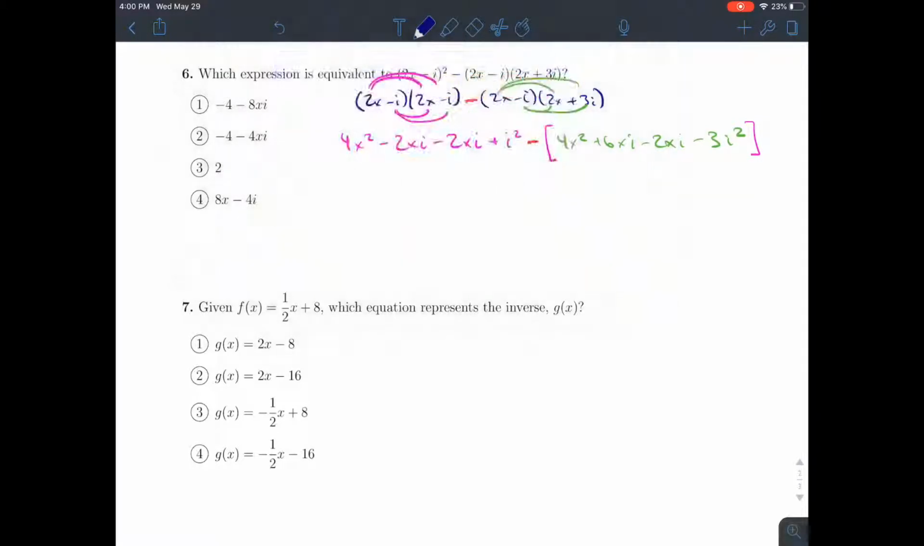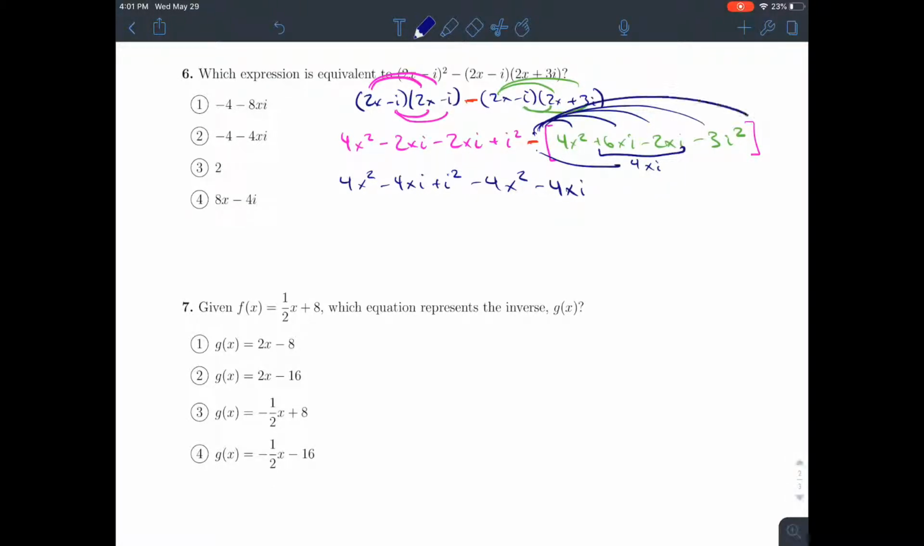So now we need to combine some like terms. So we get 4x squared minus 4xi plus i squared, minus, and we'll distribute all of these, so minus 4x squared. I'm going to combine these first before distributing. That would be 4xi, but now we distribute the minus sign to it. That gives us negative 4xi. And then lastly, wow, I distributed so much there. Negative times this gives us positive 3i squared.